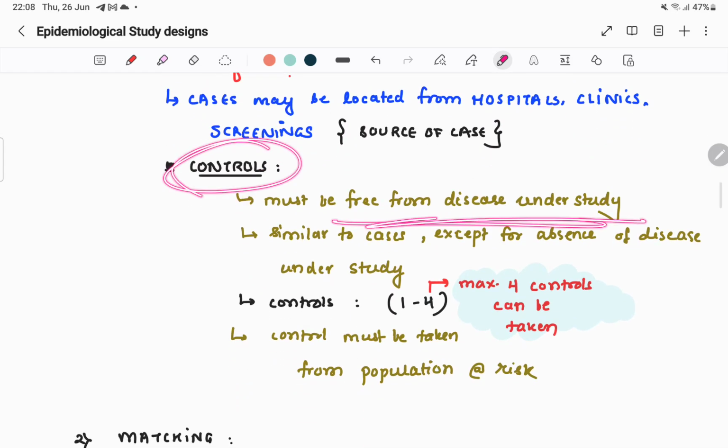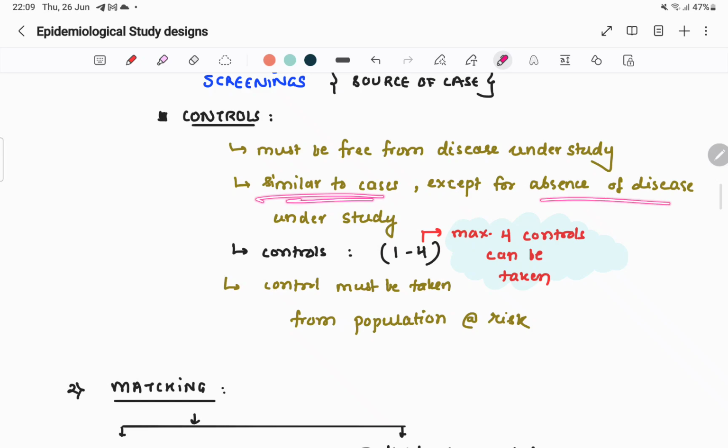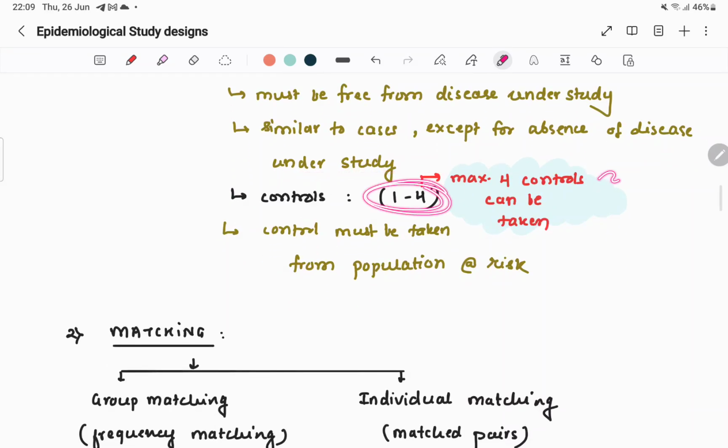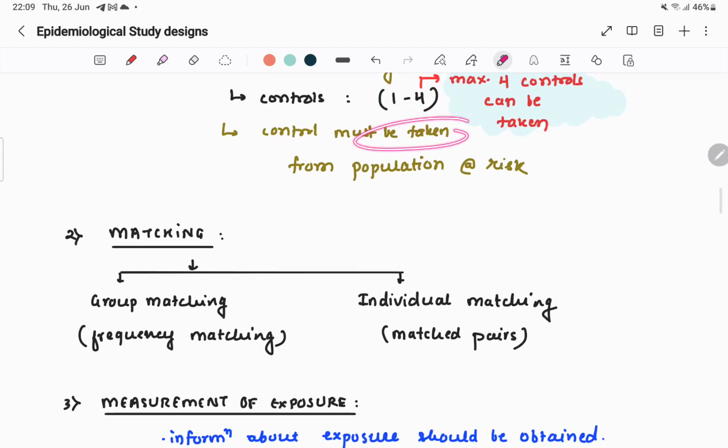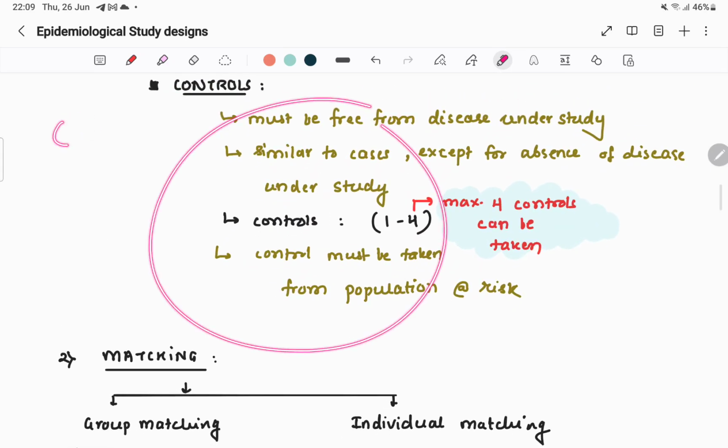Controls must be free from disease. Controls means disease negative, right? It is similar to cases except for absence of disease under study. A maximum of 4 controls can be taken. They must be taken from the population at risk. Cases and controls must be taken from the same population, that is the population at risk.